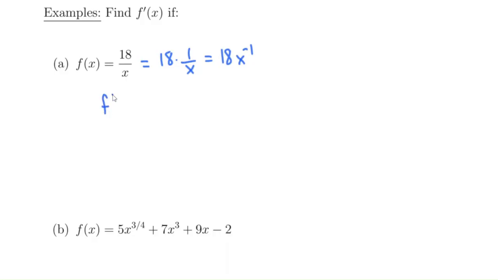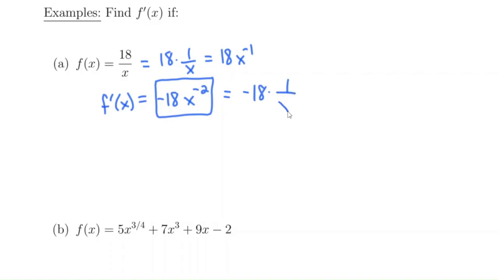Now let's take the derivative. If we take the derivative of this, we multiply the negative 1 times the 18. That's going to be negative 18 times x to the, well, remember we lower negative 1 by 1. We don't get 0, we get negative 2. Okay, negative 18x to the negative 2. And again, this would be the same thing as negative 18 times 1 over x to the positive 2, or negative 18 over x squared.